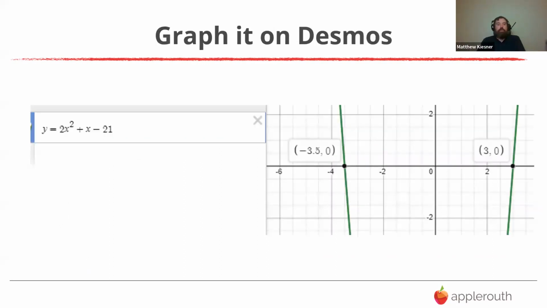So you plug it into Desmos. Then you can just click on these points, and it will tell you the values of it. So you got -3.5 and 3, and then it's asking for the distance between these two, so our answer would be 6.5. So again, make sure you know what you're solving for.